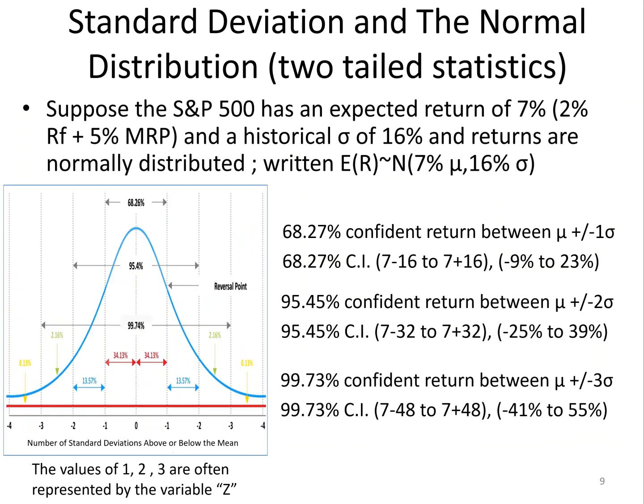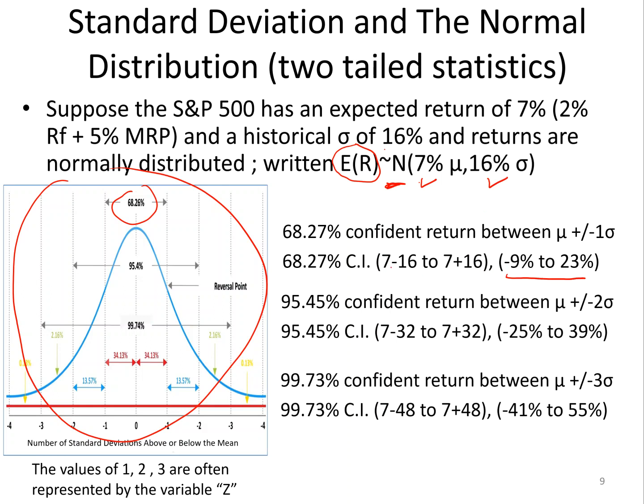So let's make an assumption about the S&P 500. Let's say that the S&P 500's expected return is normally distributed with a mean of 7 and a standard deviation of 16. If we make that assumption, we can use the mathematics of this curve to say that 68% of the time it's going to be within plus or minus 16% of the mean. So in a given year, I'm 68% confident that returns are between minus 9 and plus 23. That's 7 minus 16 and 7 plus 16.